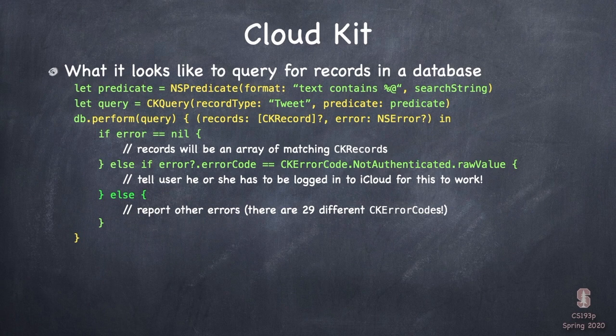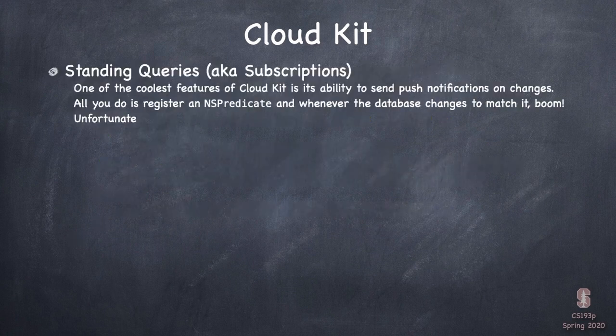And that closure has two arguments as well. One is an optional array of the records that it found by doing that search for you, or an error. And again, if it's an error, you have to deal with the fact that the things you were looking for failed to even be searched for. And if it's not, then the records will not be nil. It'll be an array of CKRecord, and there you go. There are your CKRecords that you were looking for. So it's fairly straightforward to do searching in CloudKit as well.